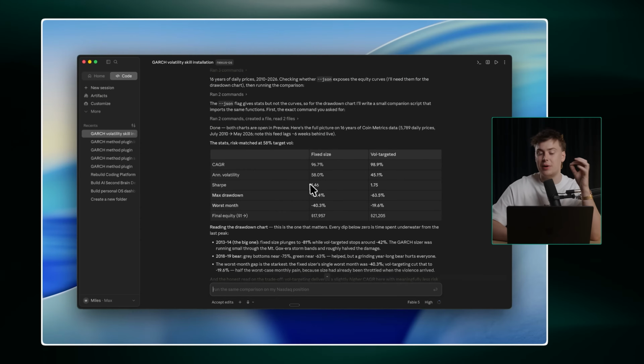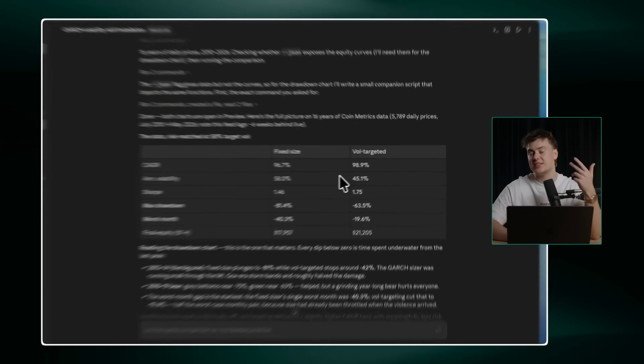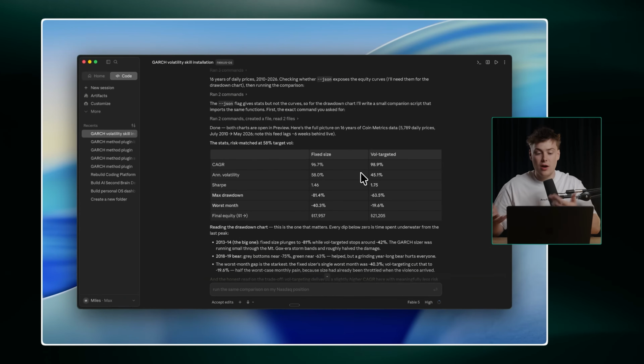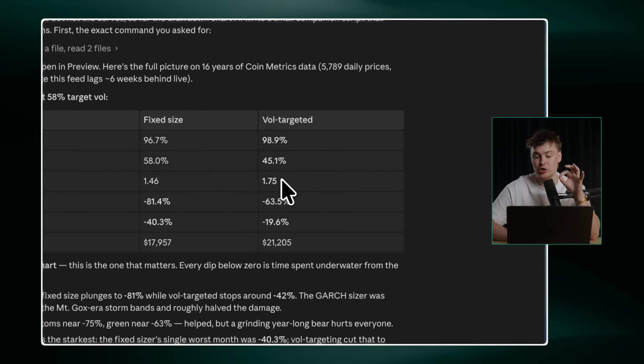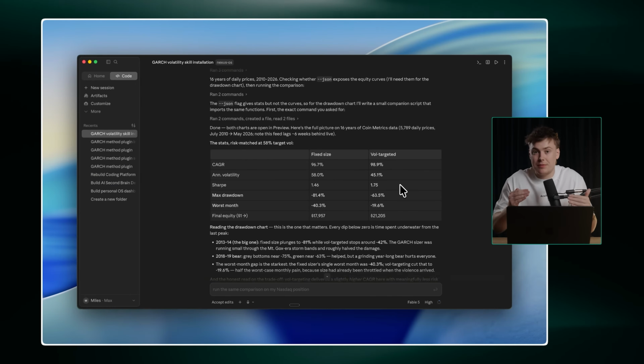I think the crazy part is actually the Sharpe ratio. This is essentially the risk adjusted return of an investment, because investments aren't just about whether you made money. It's also about how much risk you took on to make that amount of money. And you can see that the volatility targeted approach had a significantly better Sharpe ratio, meaning it had better risk adjusted returns. So even if you make the same amount of money, if you can do so taking on less risk, then that is the better approach. And that was reflected in the drawdown charts. It simply took on less drawdown.